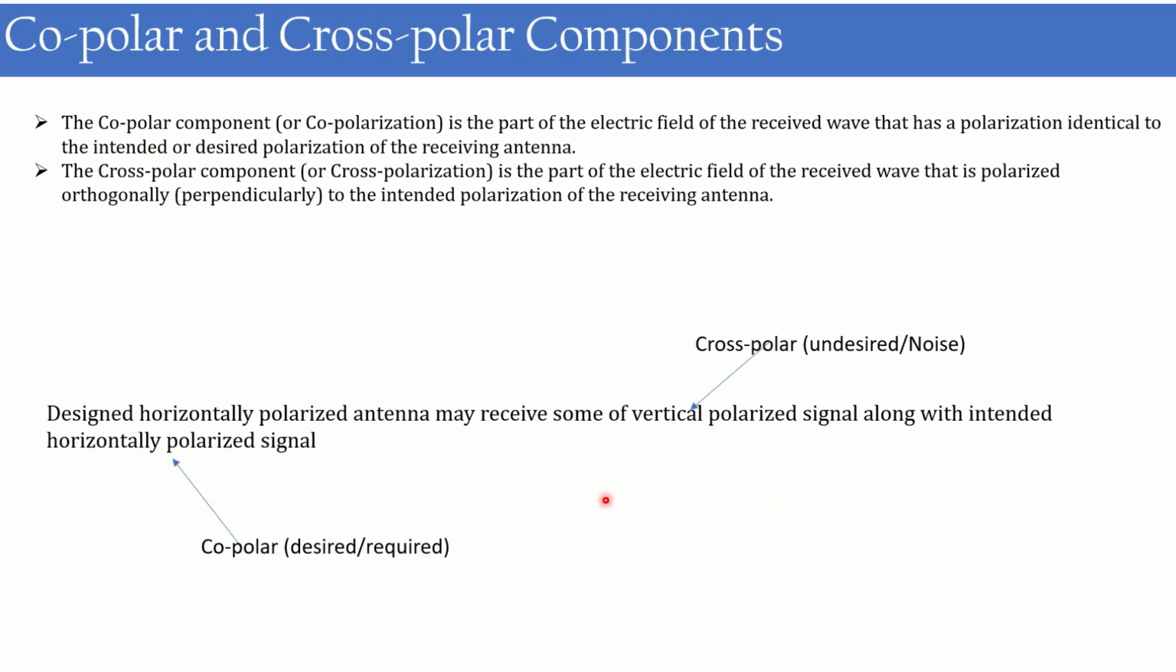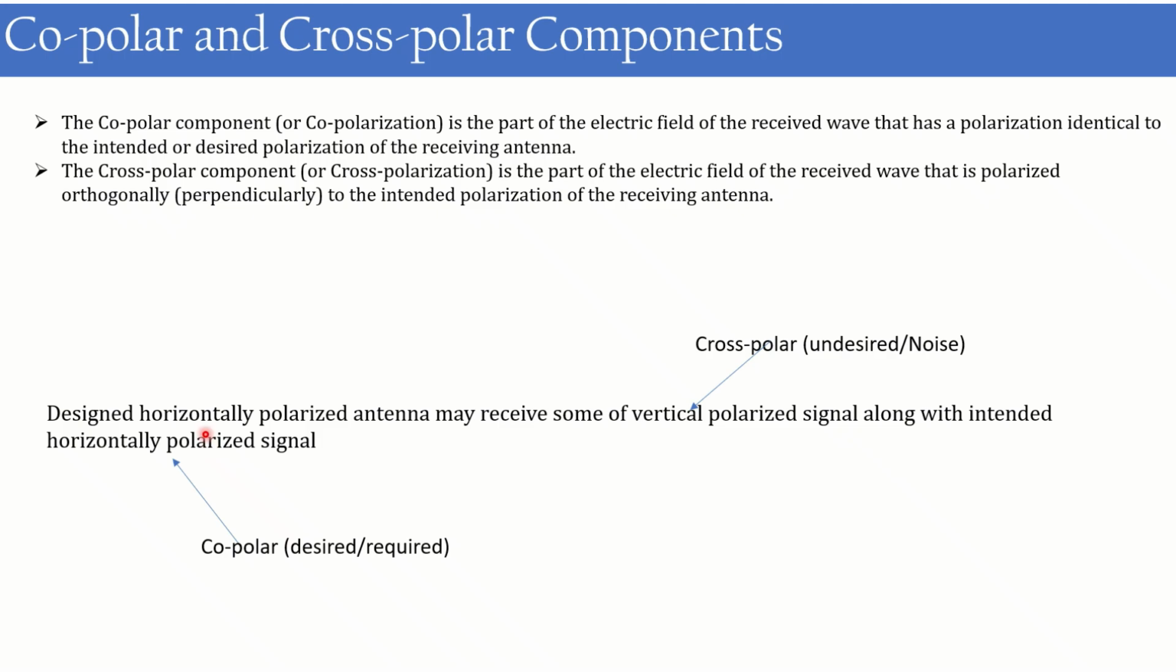So let's see what is meant by these copolar and cross-polar components. So the copolar component is the part of the electric field of the received wave which has the same polarization as that of our receiving antenna. And cross-polar component is the undesired signal. That means that it has the orthogonal polarization as that of the receiving antenna.